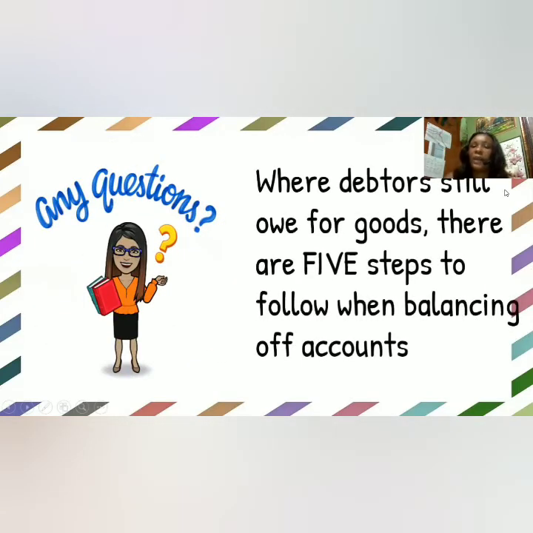All right, so we have a situation where debtors still owe for goods, right? In the previous examples, the debtors have paid off all their accounts at the end of the month. Now, in this instance, we have some debtors who don't have the money to pay everything right away, and so they're going to owe some amount of money. So where debtors still owe for goods, there are 5 steps to take when balancing off the accounts. Let's go. Step 1.